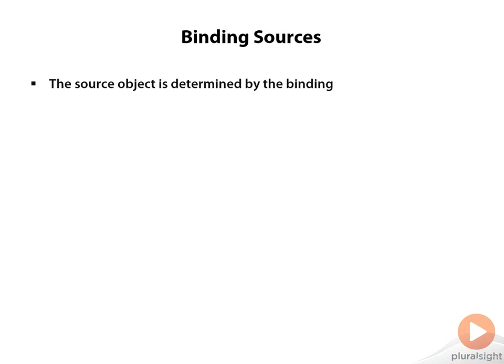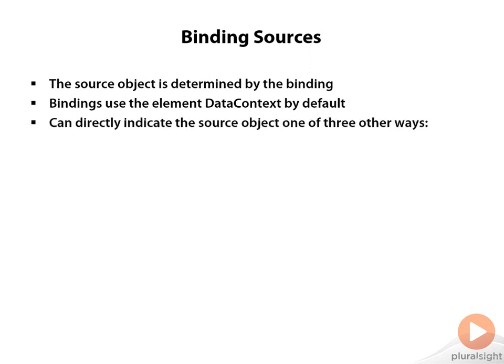Let's talk about how the source object for your binding is provided to that binding. The source object that's going to be used is explicitly determined by the way the binding is defined. Typically, it's going to use the data context of the element that the binding is on. And we've seen that in previous demos, as well as talked about how the data context can flow down to that element by being set on some parent element.